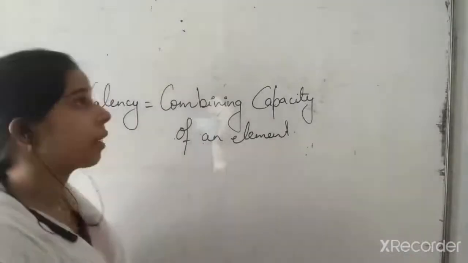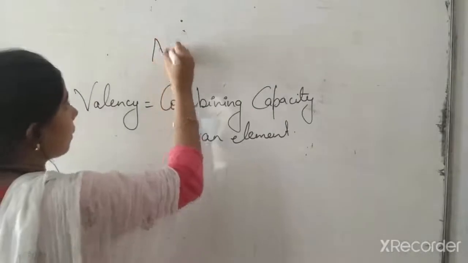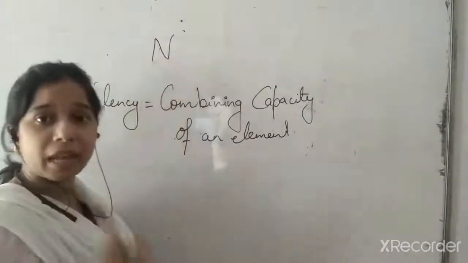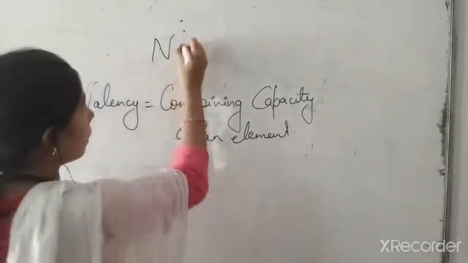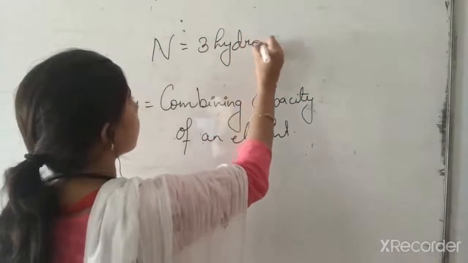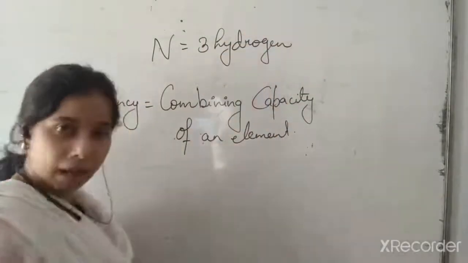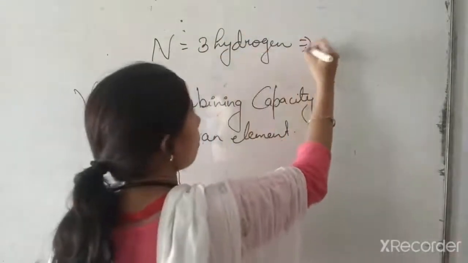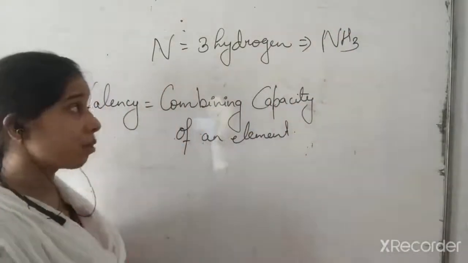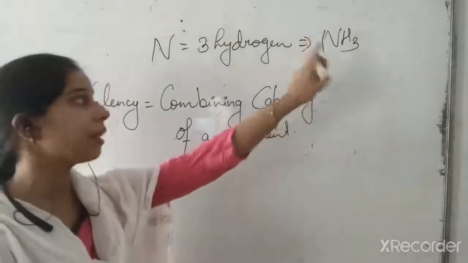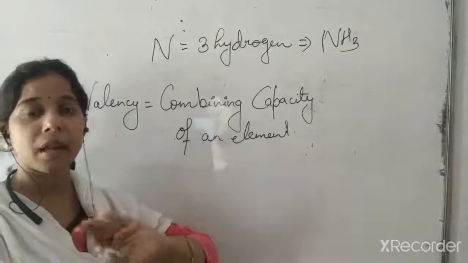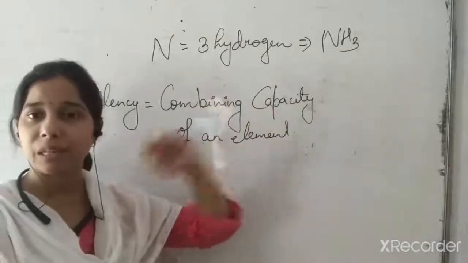Students, you can understand this with the help of an example, that is nitrogen. The combining capacity of nitrogen is 3, and thus it combines with 3 hydrogen atoms and forms NH3. So in case of ammonia, NH3, the combining capacity or the valency of nitrogen is 3, and thus it combines with 3 hydrogen atoms.